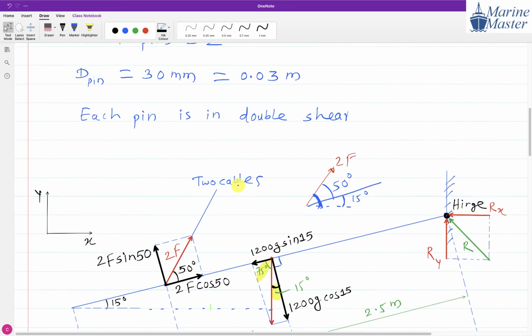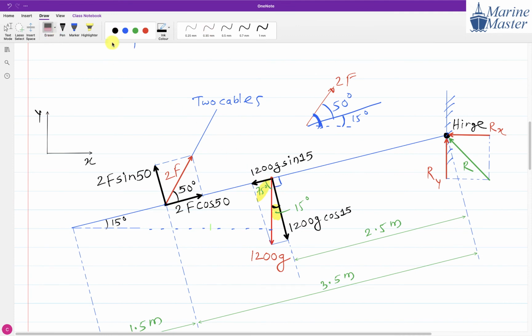And what about this 1200G? Do we have to take components of 1200G in x and y direction? Is it necessary? Yes, sir. Why is it necessary? Because 1200G is the ramp's weight. But do we have to take components of 1200G? We don't need components of 1200G, sir. Why? Because 1200G is directly in the y direction. Yes, so we don't need components of 1200G.